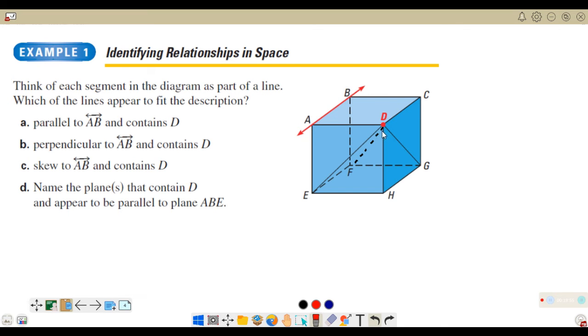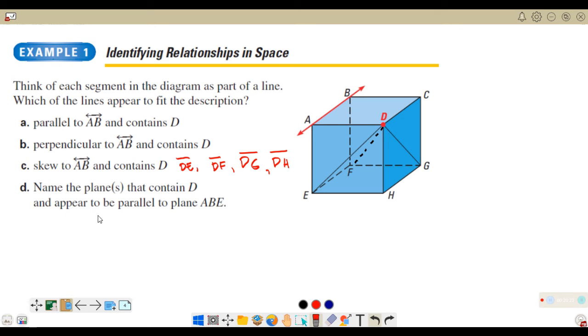But a line segment connected to D, we have DE, DF, DG, at saka DH. Yan. Silang apat. Hindi yan connected lahat kay ABCD or hindi yan contained within ABCD.